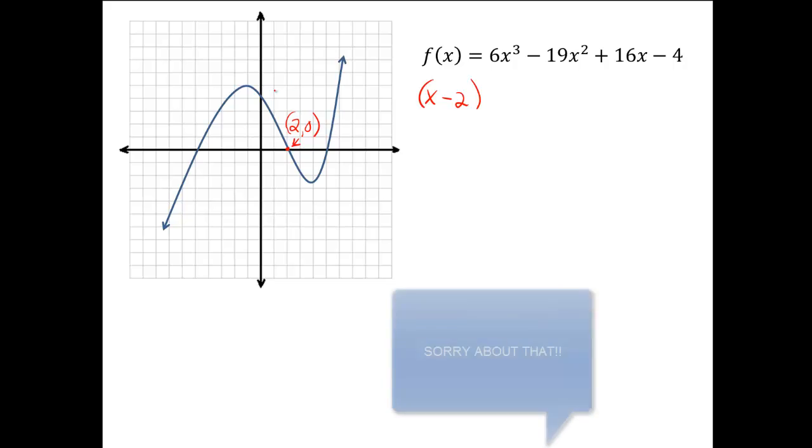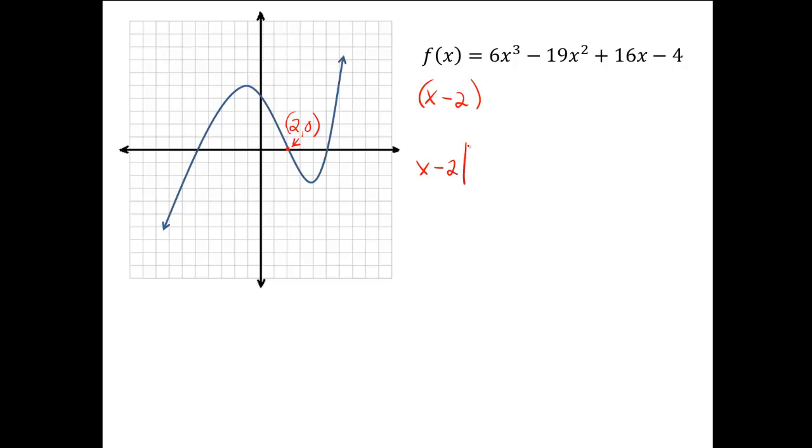Sorry about that. The old wonderful wife. Alright, so we're going to divide x minus 2 into this polynomial. So, x minus 2 dividing 6x cubed minus 19x squared plus 16x minus 4. Okay? So, we're going to divide this and figure out what are the values.